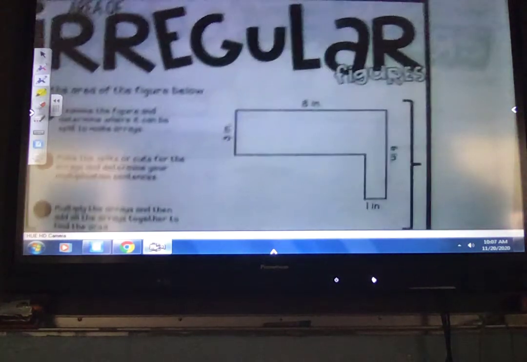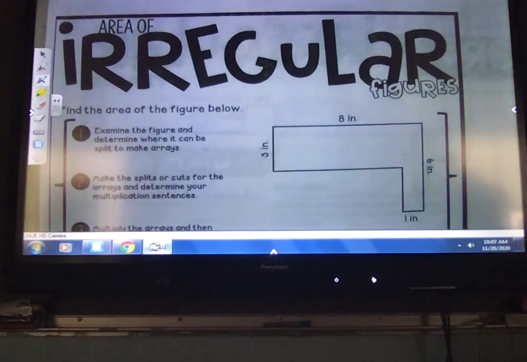The second handout you have today is titled Area of Irregular Figures.